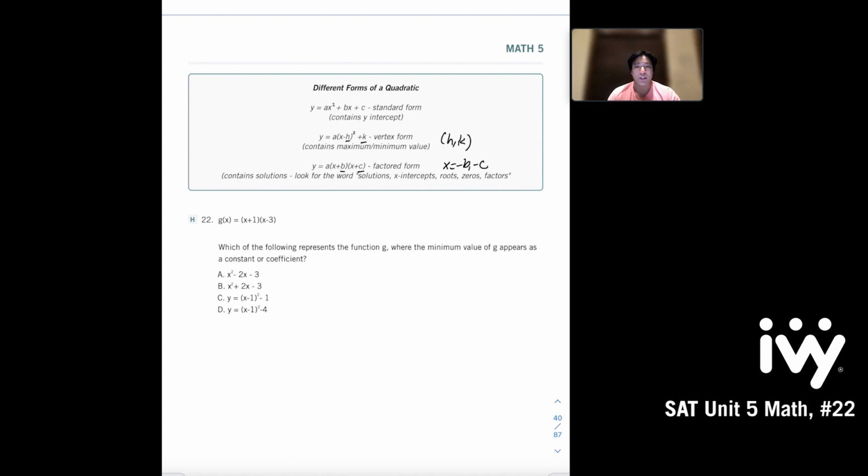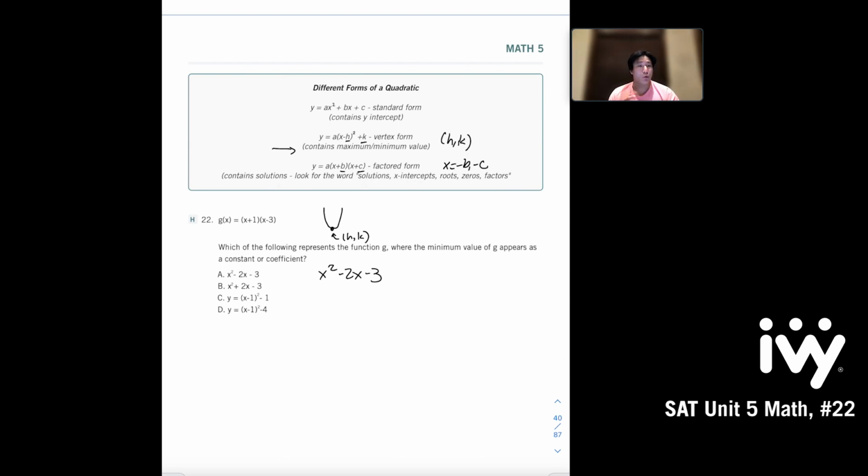So let's look at question 22. Which of the following represents the function g where the minimum value of g appears as a constant or coefficient? Like we said before, we're going to want to use the vertex form because it gives us the minimum and maximum. Here, in this case, we're looking for the minimum. So basically we have a parabola like this, and our vertex here has coordinates h, k, and we want to put it in that form so that we can pull out h, k. So let's first go ahead and expand this. Expanding this gives us x squared minus 2x minus 3. So that's just expanding it and then combining the terms in the middle.